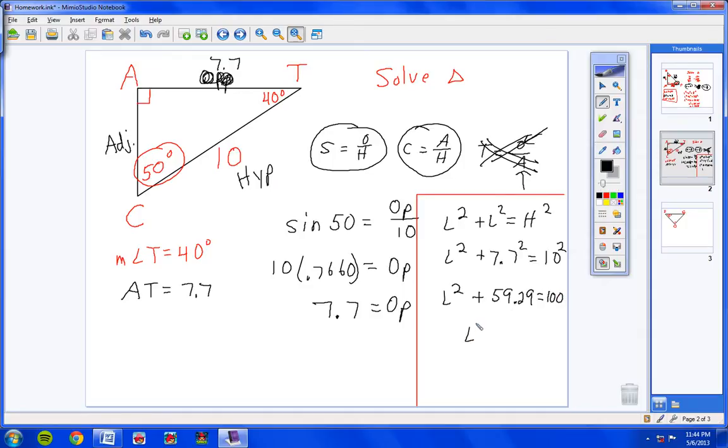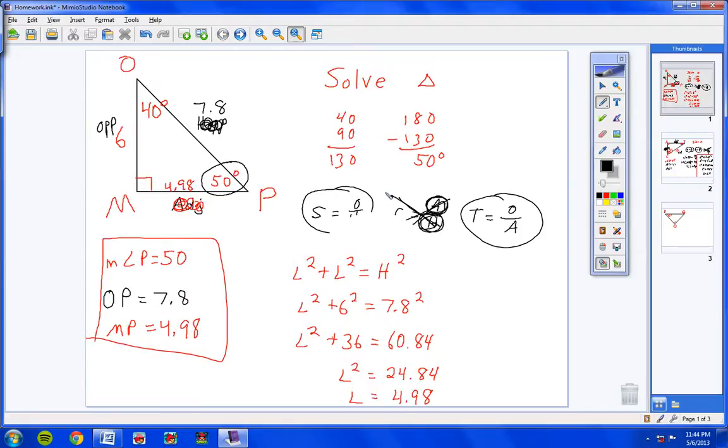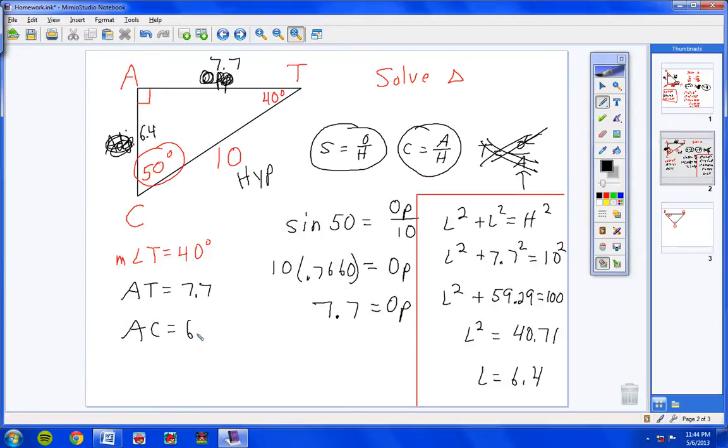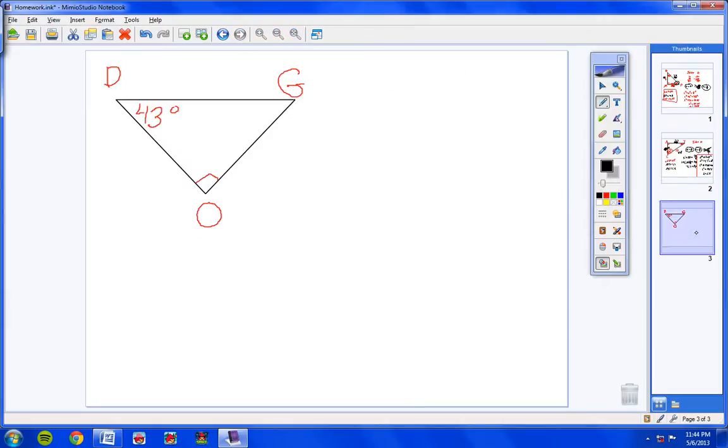And now we're going to subtract 59.29 from 100, and you'll get 40.71. And then we're going to take the square root of that, and you would get 6.4. So the other leg is 6.4. So we come up here, cross off the word adjacent, and I'm going to write 6.4. So segment AC equals 6.4. All right, one more problem and we're done.